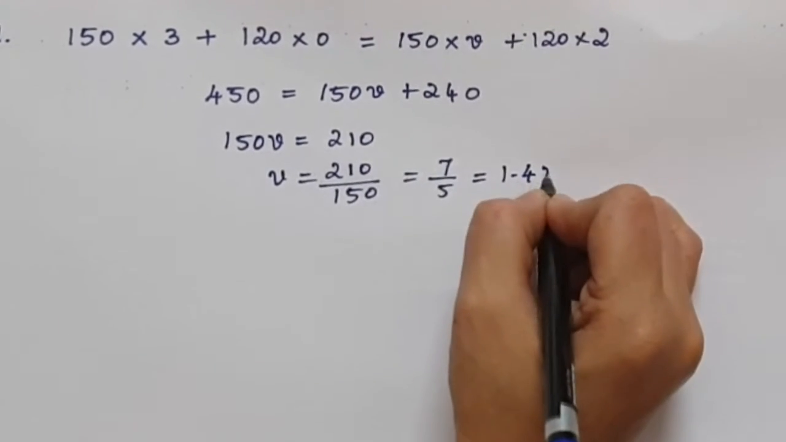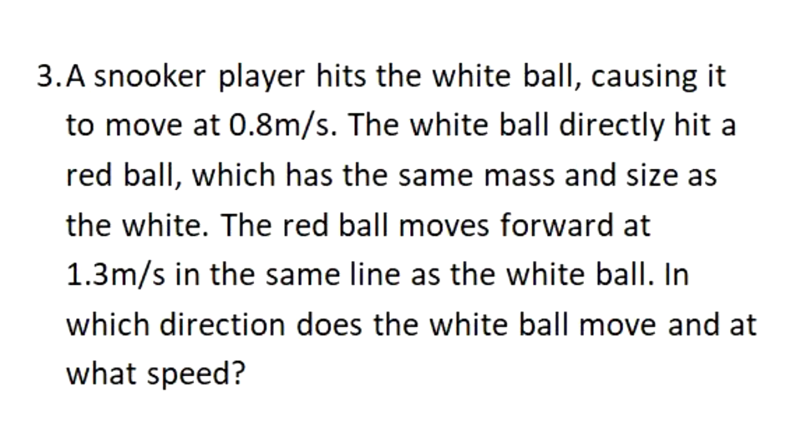That is 1.4 meter per second. The third question. A snooker player hits the white ball, causing it to move at 0.8 meter per second. The white ball directly hits a red ball, which has the same mass and size as the white. The red ball moves forward at 1.3 meter per second in the same line as the white ball. In which direction does the white ball move and at what speed?